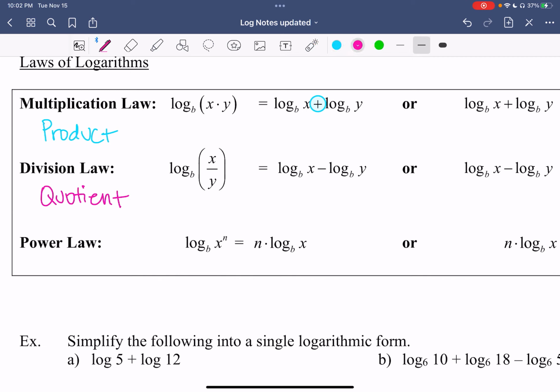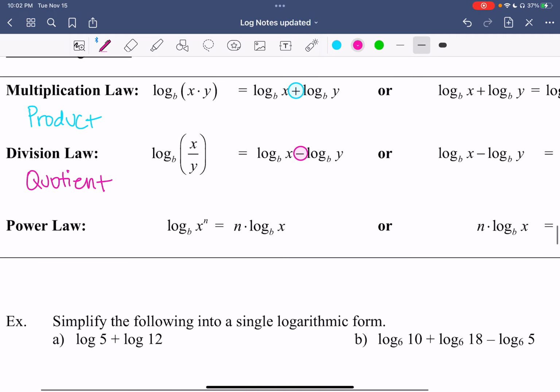Okay. For the quotient law, it's kind of the same thing. You have two logs with the same base, so log base b of x, log base b of y, but this time they're being subtracted. So if you have two logarithms that are being subtracted, you can condense it to one single logarithm and then just divide the arguments, x divided by y. Okay, and then the power law, essentially whatever coefficient you have, whatever is being multiplied in front of the log, you can move it to be the power, the exponent of the argument. So it's raised to the power of n.